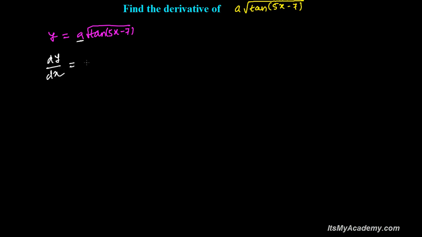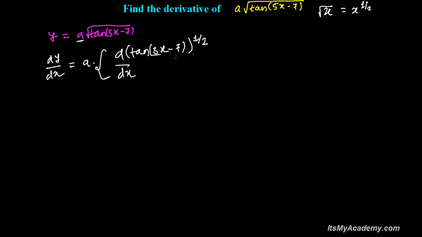Now a is a constant quantity and a coefficient of tan 5x minus 7, so let's keep it outside, and now let's find out the derivative of these things. Derivative of tan 5x minus 7, and this was inside the root. But one more thing: if you don't want to put the root, you can remove it and put the half as a power, because root x can be written as x to the power 1 by 2. Now with respect to dx.